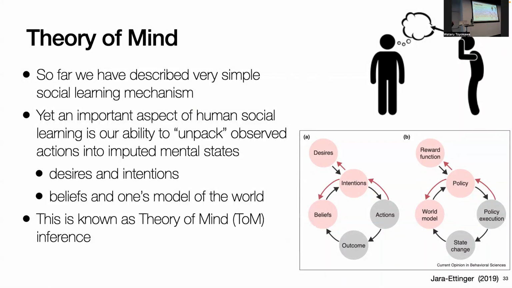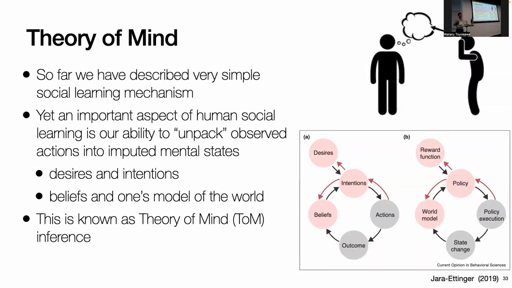Some animals can already emulate what the desired goal is based on your behavior. And theory of mind, at least in humans, allows us to use social learning to unpack observed actions into imputed mental states in terms of their desires, intentions, or beliefs or models of the world. In fact, this is exactly what we're doing here with reinforcement learning, right? We're taking people's choices and trying to unpack what their beliefs and values are that led them to make these actions. And so often what we use to model theory of mind is called inverse reinforcement learning.